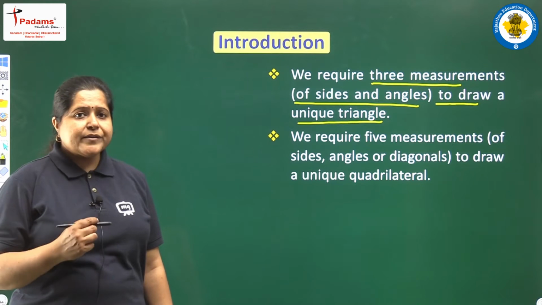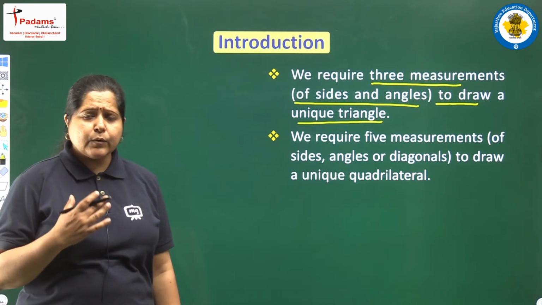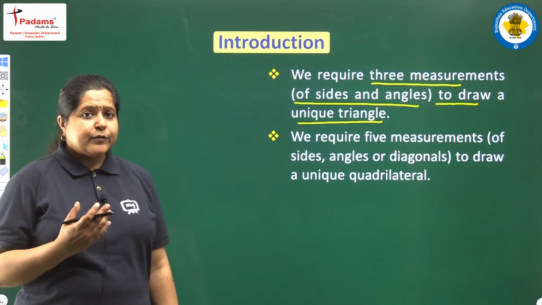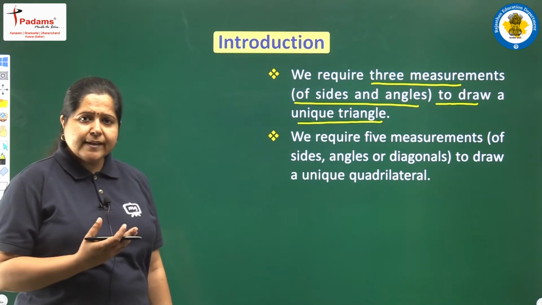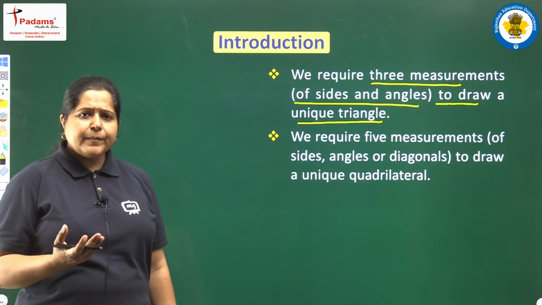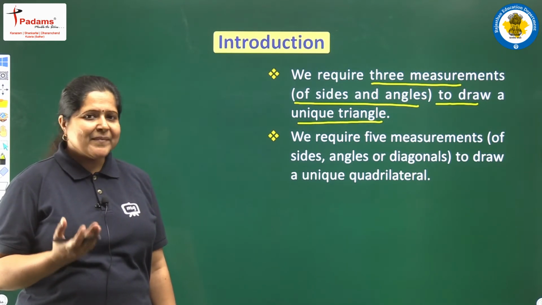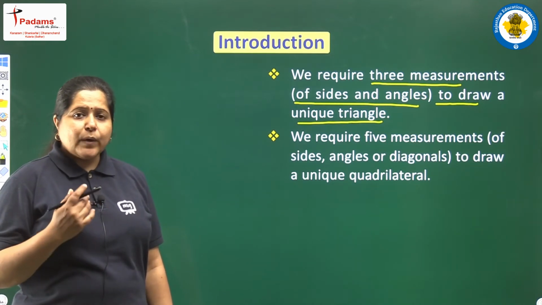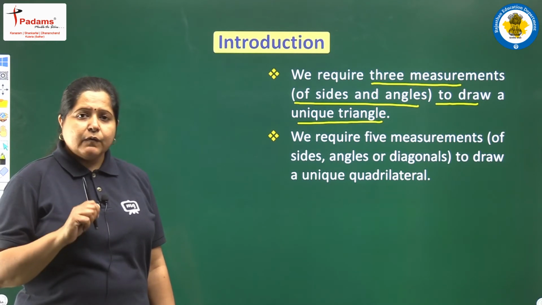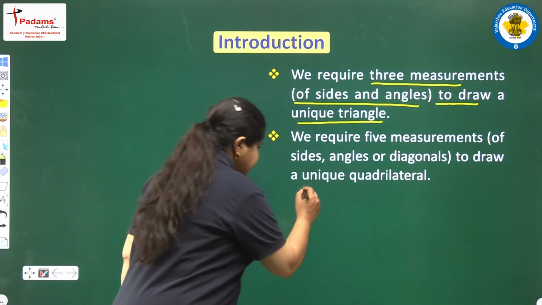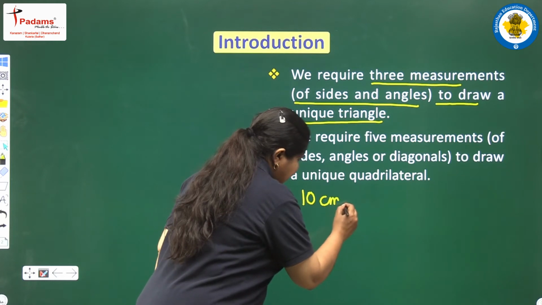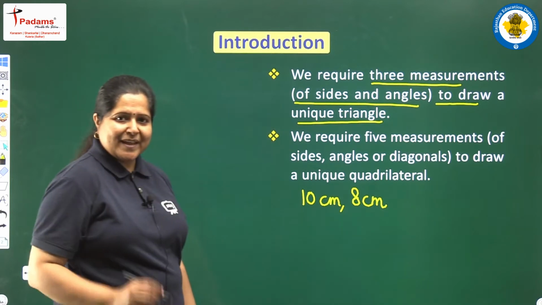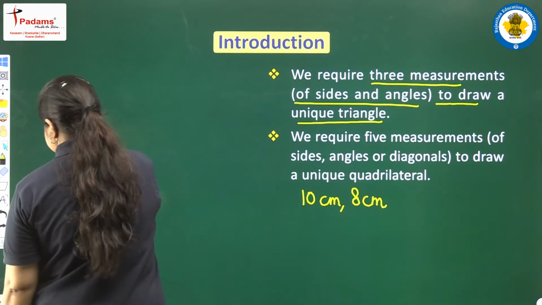In case of a quadrilateral, how many measurements are required to get a unique quadrilateral? You may think that we need 3 measurements in case of a triangle, so it must be enough to have 4 measurements in case of a quadrilateral. Let us examine this with the help of one example. Let us draw one parallelogram in which we have one pair of opposite sides measuring 10 centimeter each and the other pair of opposite sides measuring 8 centimeter each. Let us draw this parallelogram.